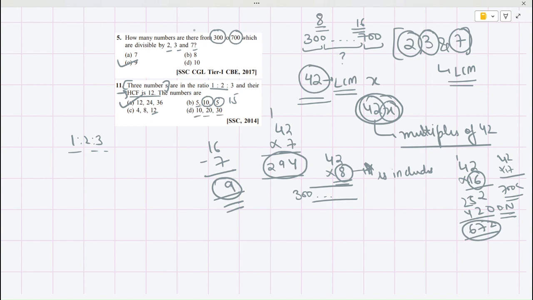Then we have 10, 20 and 30. So even in this case, see, all these numbers are not divisible by 12. So obviously the first option will only be the correct answer for this particular question.